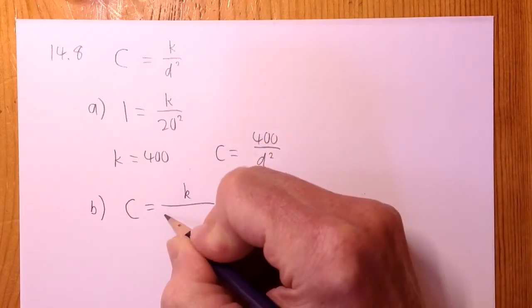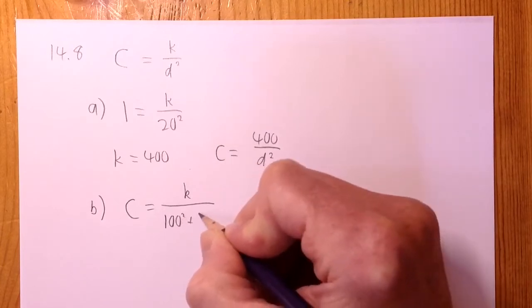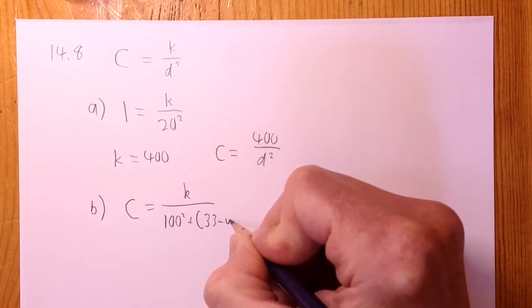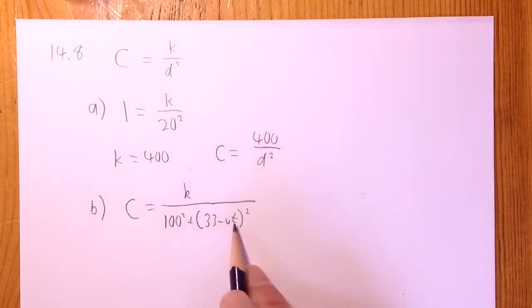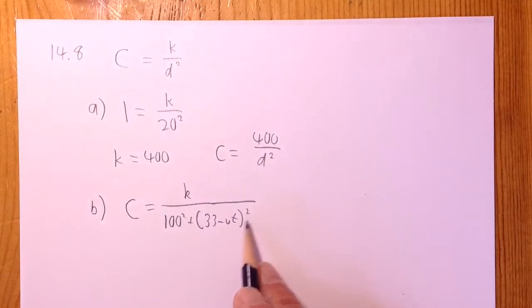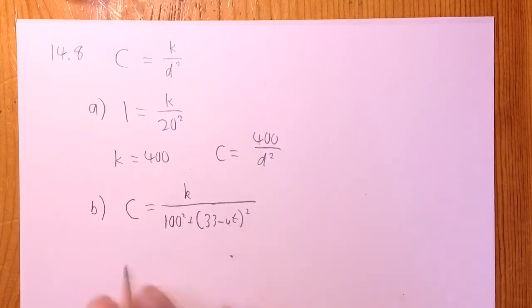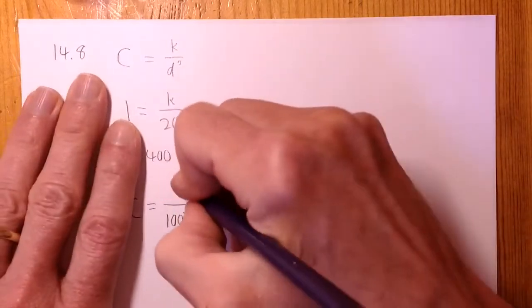And again, distance squared is 10 squared plus 33 minus velocity times time squared. This is going to be biggest when this is 0. This is squared. It's always a positive number. So the smallest this can be is when it's 0. So this is going to be biggest when 33 minus Vt squared is 0. Again, we got to change V into feet per second to figure that out. And then you just plug in, because we know the K is 400. I should just write 400 there.